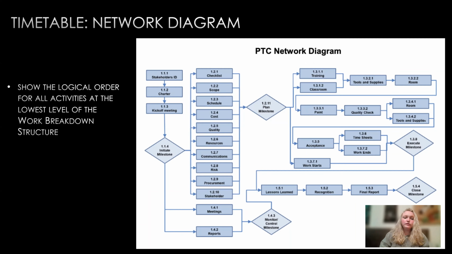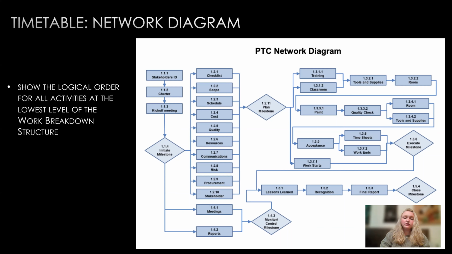Now we will move to the timetable portion, starting with the network diagram. The purpose of the network diagram is to show the logical order for all activities at the lowest level of the work breakdown structure. The network diagram is basically a diagram showing the order of events. The example shown here moves tasks from the left to the right. It only includes the lower level items. For instance, 1.1 or 1.2 is not on this diagram.